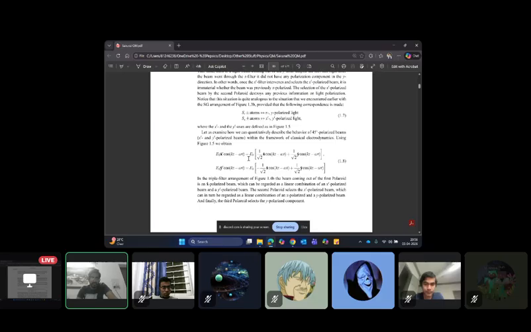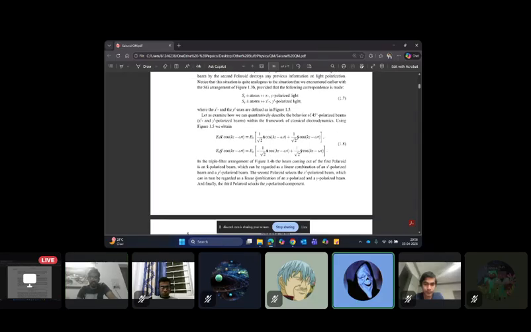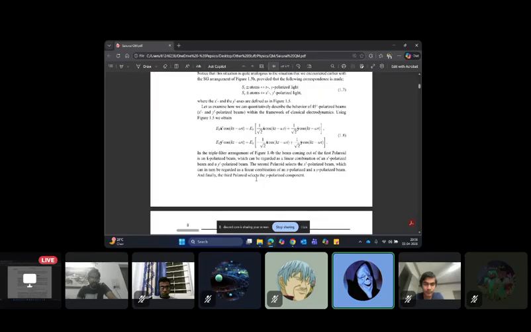Some ugly looking equations that were just not read out loud. I don't know how many people here are familiar with it though, but I've seen them before, so good.